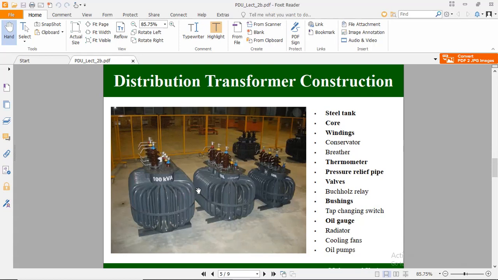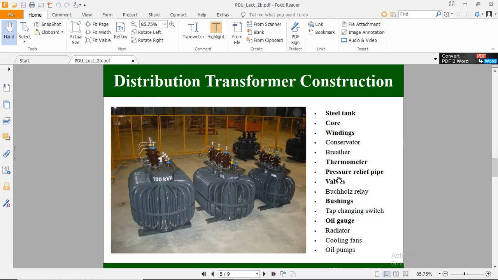Conservative tank, the oil tank, in which the whole winding of primary and secondary is immersed in oil. Breather, it is connected on the other side of the distribution transformer, by which air enters and leaves the transformer. Now thermometer. Thermometer is a type of sensor or indicator which provides the temperature inside the transformer, and it displays on the other side of the transformer at this side.